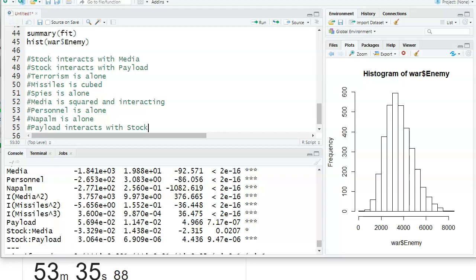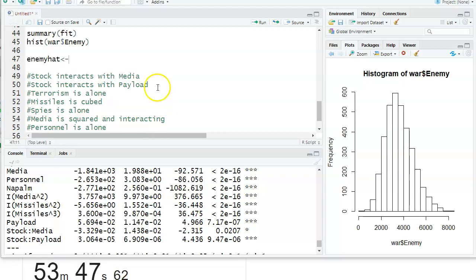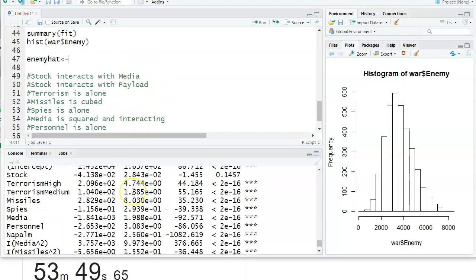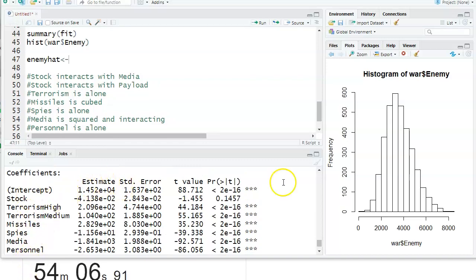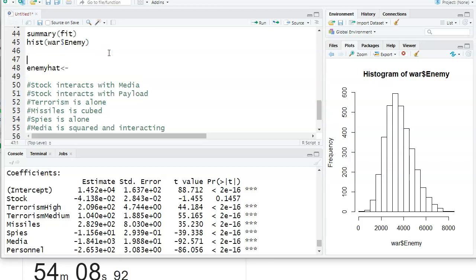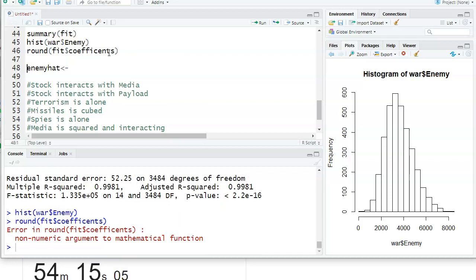Okay, what do I need next? I need a prediction equation. I need Enemyhat based off all these other variables. Okay, I'm sorry. I know this is going to make the video longer, but I really do not like scientific notation because then I have to think about it.